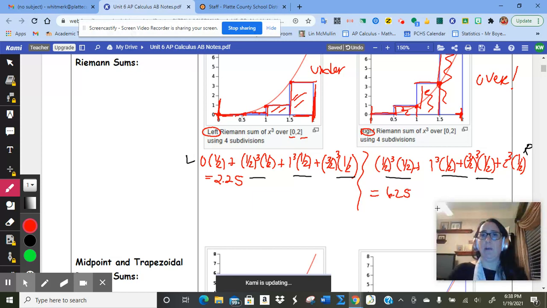So let's just talk about when we were over and when we were under. So when the graph is increasing, so when f of x, if this is my f of x graph, is increasing, then the left Riemann sum is an underestimation.